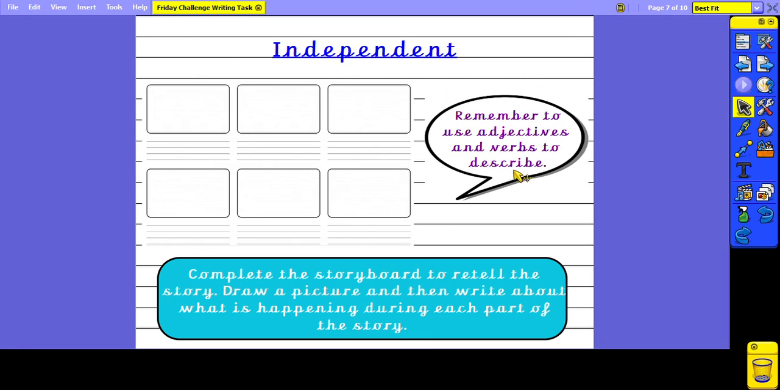Okay, so your task today is to complete the storyboard to retell the story. Draw a picture and write a couple of sentences to go with each picture.